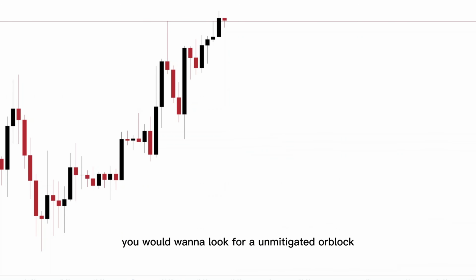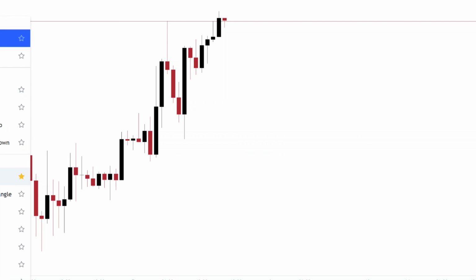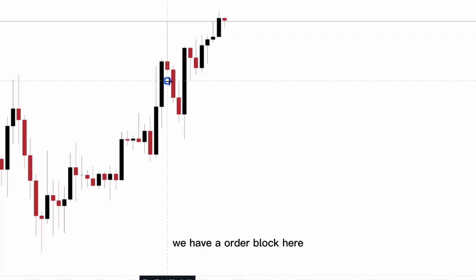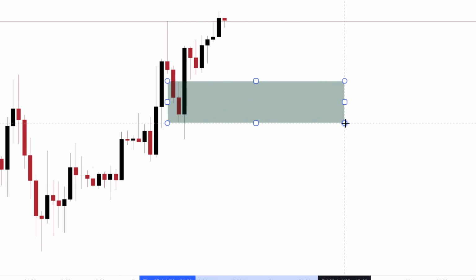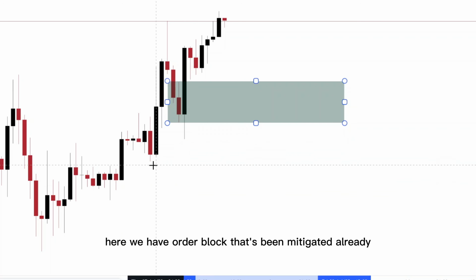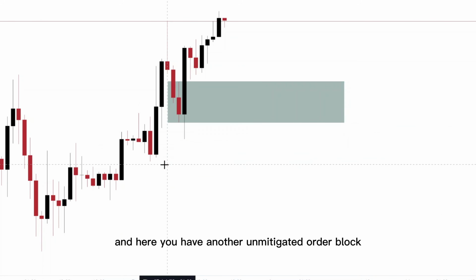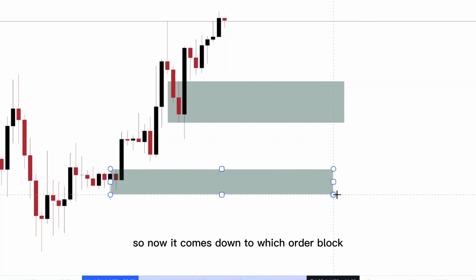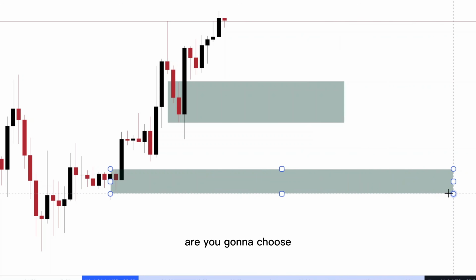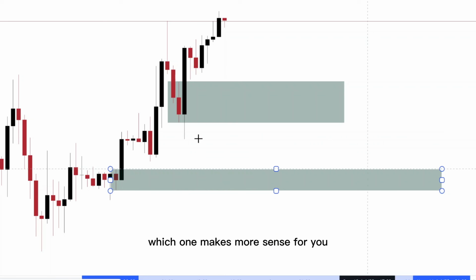And another option is you would want to look for an unmitigated order block. So now we start looking. We have an order block here that's unmitigated. Here we have an order block that's been mitigated already. And here you have another unmitigated order block. So now it comes down to which order block are you going to choose? Which one makes more sense for you?